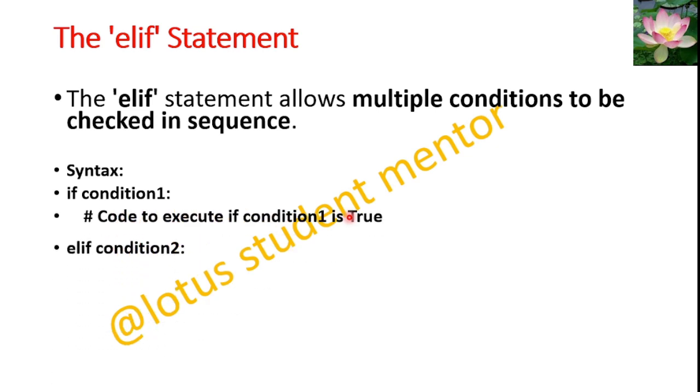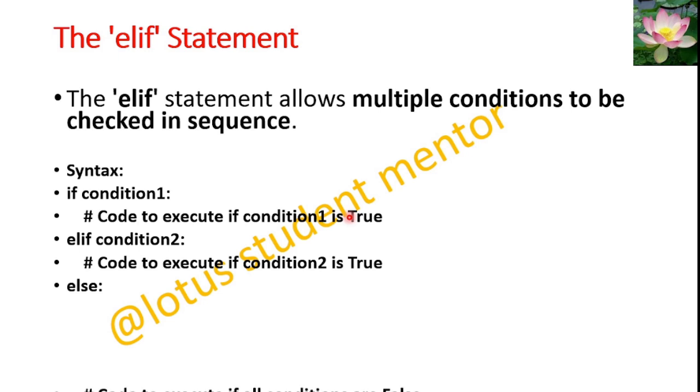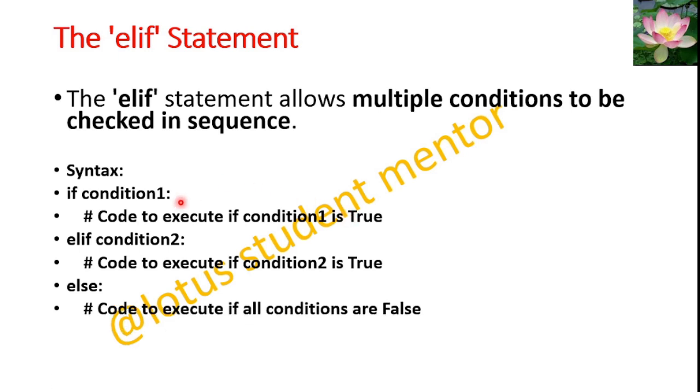Let us see here: if condition 1, elif, and else. Please remember, the if condition 1 is the first one, then in between elif will be there, after that else. Else is the end. The start is the if condition and the end is else, in the case of if, elif and else. That's why the syntax is elif condition, code to execute if condition 2 is true. Else, code to execute if the condition is false.